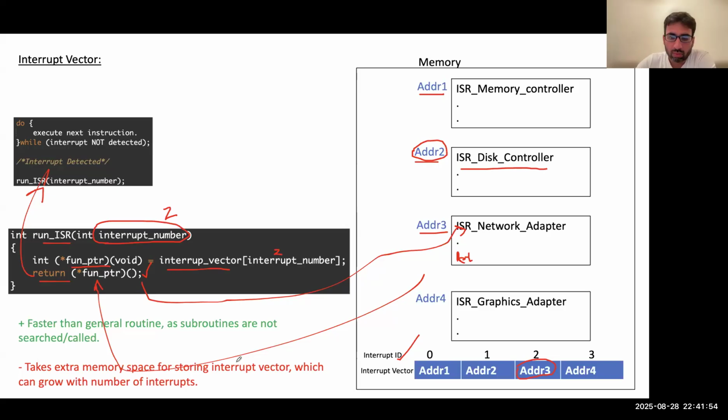But in modern systems, where memory is cheap and memory capacity is not an issue, we are more tolerant of designs that use more memory as compared to solutions where more time is spent, for example in the previous approach where we were using a general interrupt routine, right? And it takes time to go through all of the different case statements.